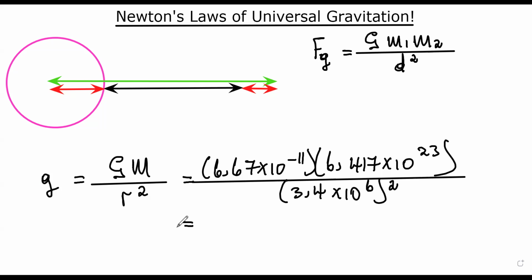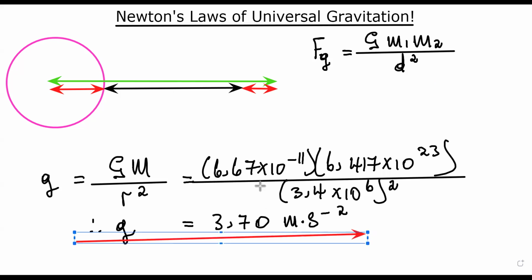Seems like I need to work on my calculator speed. Okay. Wait, why am I getting a maths error? It's 6.67 exponent minus 11, times 6.417 times 10 to the power 23, and this is divided by 3.4 times 10 to the power 6 meters. It's supposed to be squared. Guys, I'm getting a maths error here. But if you press this into your calculator, it's supposed to give you 3.70. And then, of course, the gravitational acceleration's unit is just going to be meters per second squared, because the object is accelerating due to gravity.